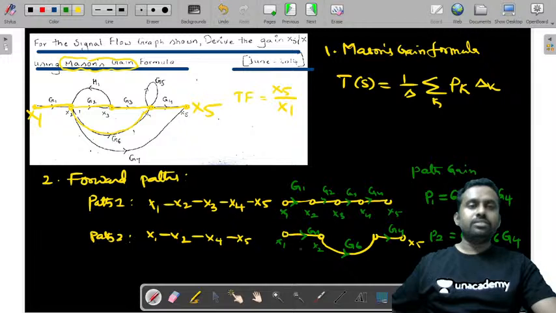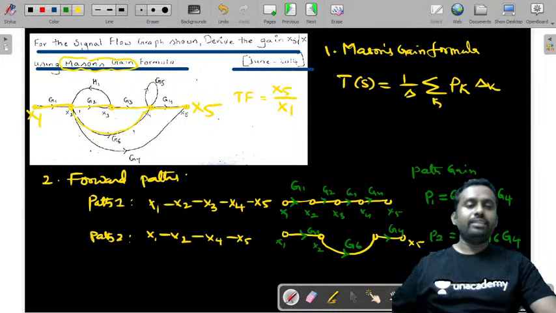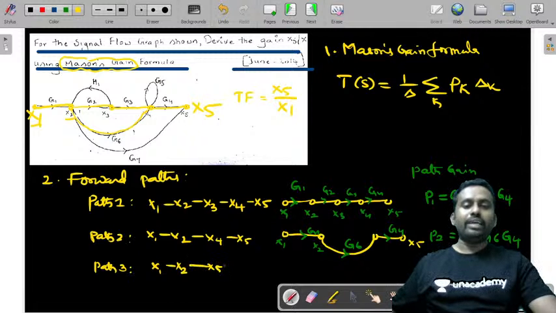g1, g6, g4 would be the second path. So let me write the third path. Now path 3. There is another path. If you observe, you can start at x1 and go to x2, and you can directly move on to x5. See, that is from x1 to x2, then directly to x5.